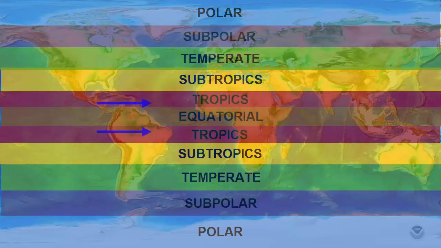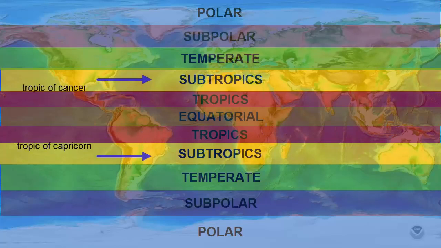Just north and south of this zone we have the tropical zone. Naturally, these zones have upper limits at the locations of the Tropic of Cancer and Capricorn. Just above these tropics is the area known as the subtropics. Between the subtropics and the subpolar region lies the temperate zone, otherwise known as the mid-latitudes.